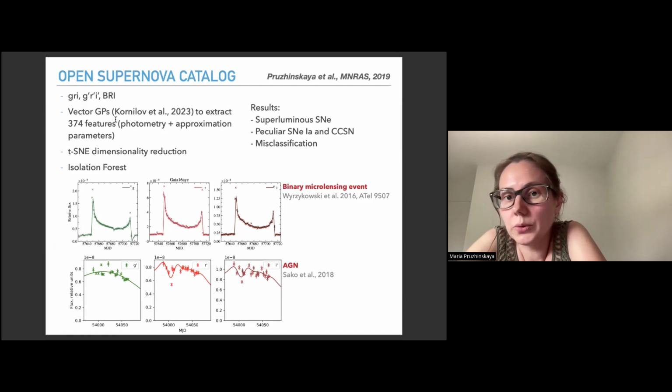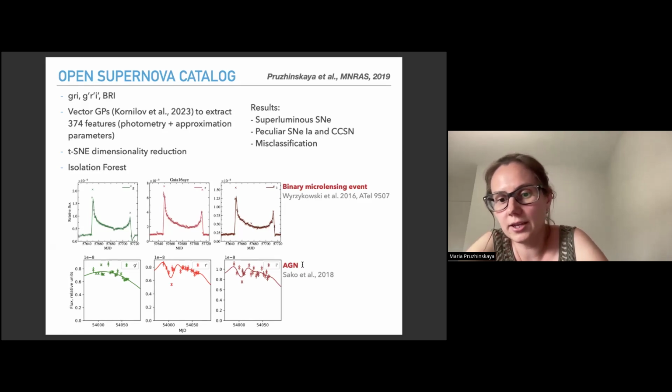So as a result, we found several superluminous supernovae and several peculiar type Ia and core collapse supernovae. Well, they were all known and all spectroscopically classified. This was a kind of proof that this approach works. And also an interesting output was that we found several cases of misclassification in the Open Supernova catalog. So it's supposed to have only supernovae, right? So we found, for example, a binary microlensing event and several AGNs.